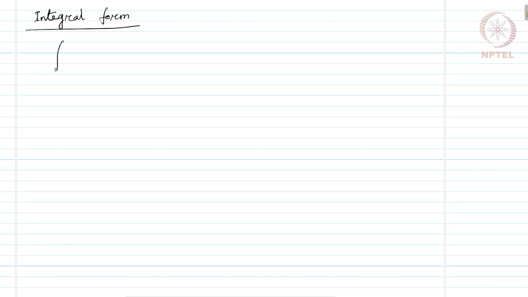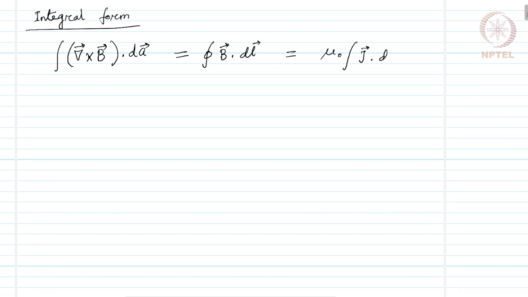The integral form will be integration over the curl of the magnetic field over a surface element, and this, by applying Stokes law, we can write as the cyclic line integral that encloses an area, B dot dl, that will be equal to mu naught times integration over J dot dA. So, this would be the integral form of the Ampere's law.